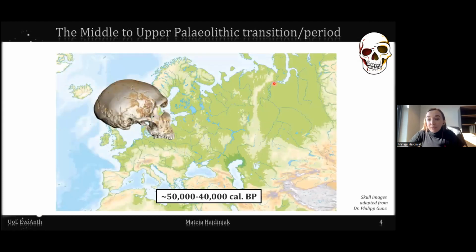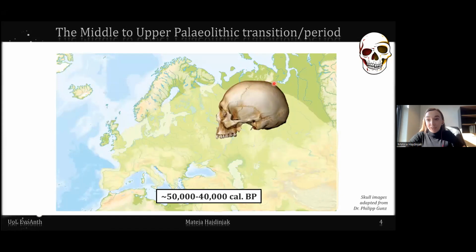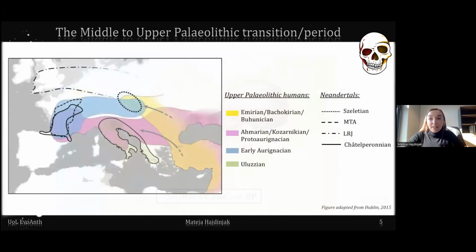However, somewhere between 50 and 40,000 years ago, when modern humans started spreading across Europe, Neanderthals disappeared. And how these interactions and changes actually took place has long been debated. This time period is also known as the Middle to Upper Paleolithic transition, as it is characterized by a lot of changes in the archaeological records across the archaeological sites in Europe.